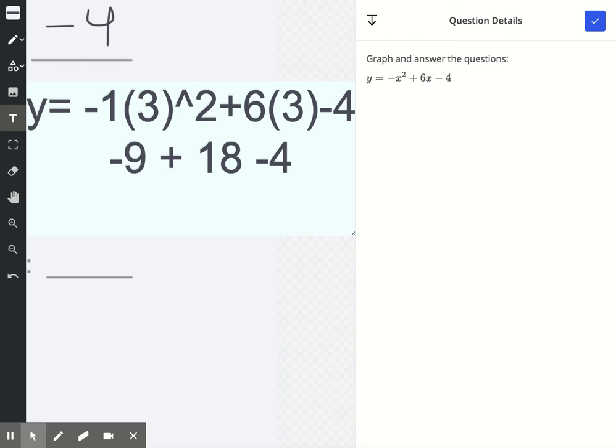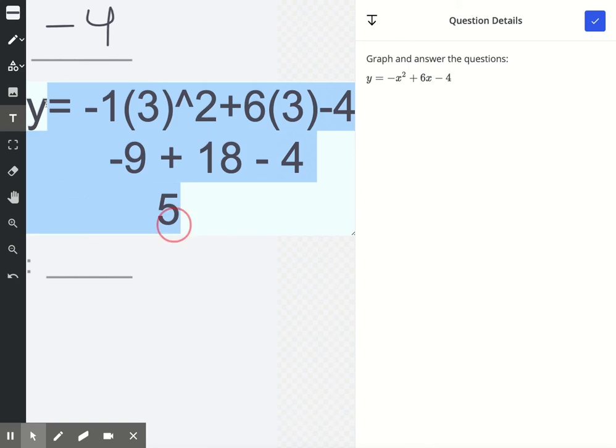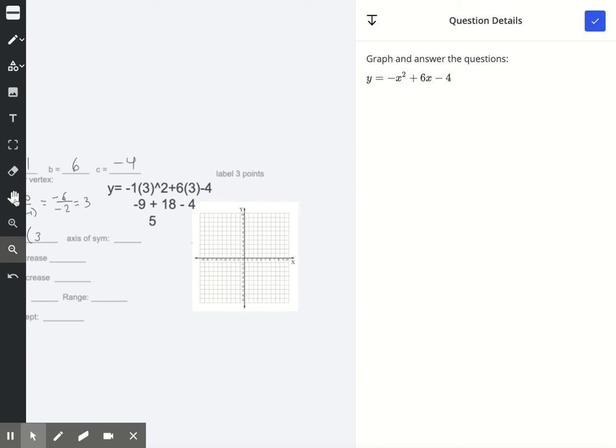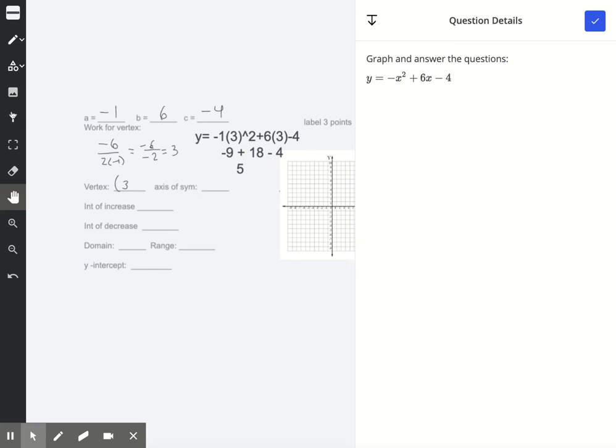-9 plus 18 is +9. -4 is a 5. So my y became a 5. Let me zoom back out. And I have, comma, 5.